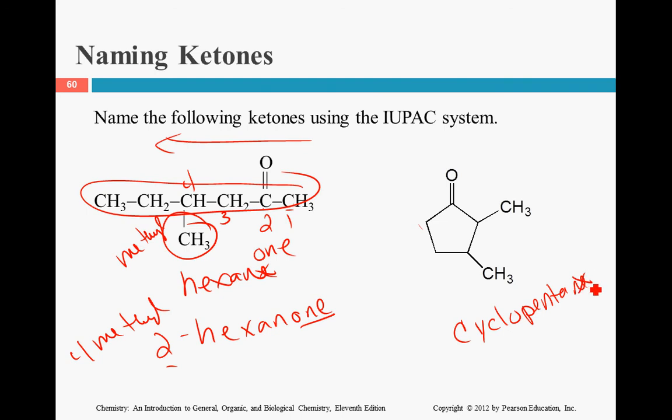That E drops, becomes O-N-E, cyclopentanone. Now for cyclic ones, you typically don't have to say where the double bond is, because that's where we're going to start counting. So I'm not going to put one cyclonone. It's given that in cyclopentanone the oxygen is on the first carbon. However, we do have to say the other two groups, which are methyls. So 2, 3 dimethyl.